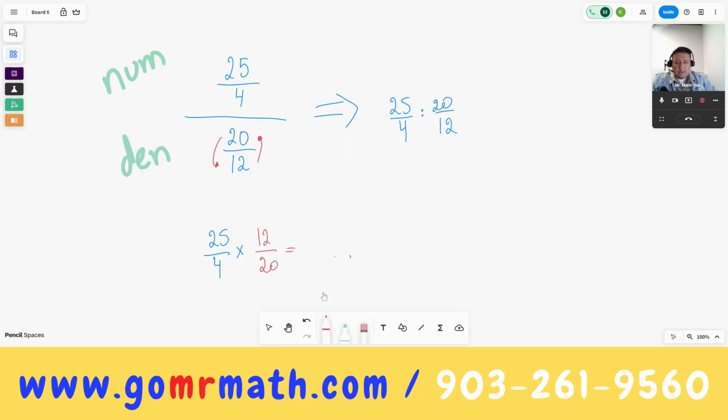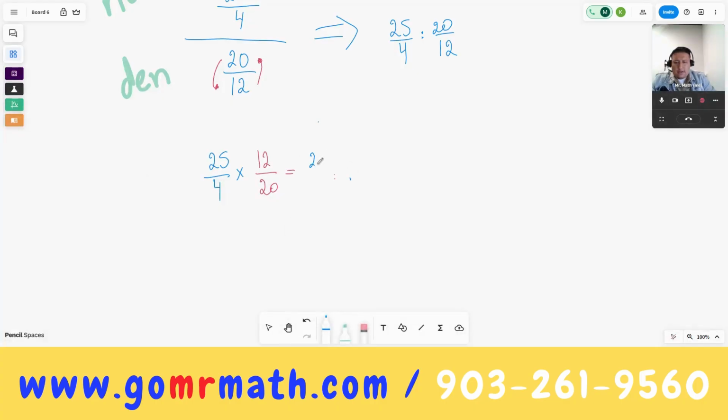All right, so we have 25 times 12 over 4 times 20. Now we can start simplifying here to make it easier, okay? So half of 12 is 6. Half of 4 is 2. Half of 6 is 3. Half of 2 is 1.